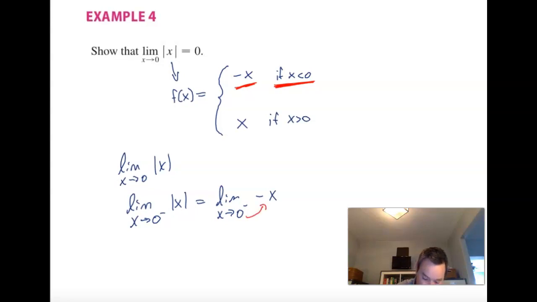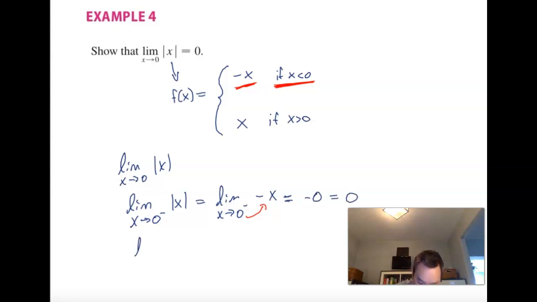Now we can just do a direct substitution. In terms of direct substitution, you don't deal with one-sided limits any differently than you would deal with a normal limit. You still just plug in the value. So I end up with negative 0, which is not a thing. It's still just 0. Okay?